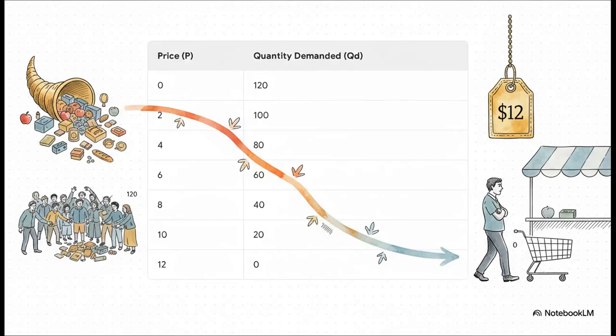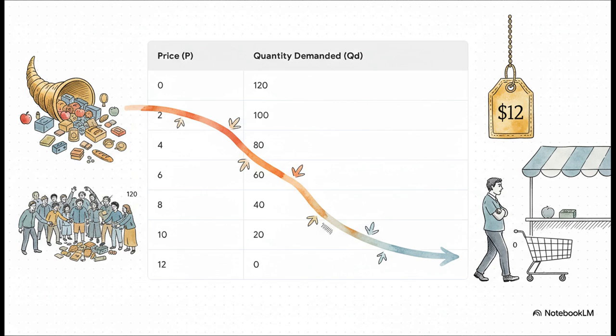So we can actually map this whole behavior out in something called a demand schedule. Take a look at this chart. If this thing were totally free, the market would snap up 120 of them. But look what happens as the price starts to climb. At, say, $8, people only want 40. And if it hits $12, forget about it.